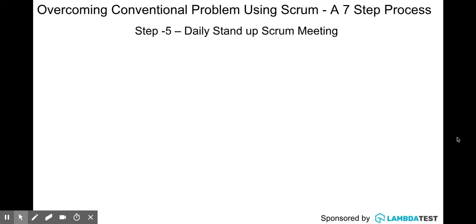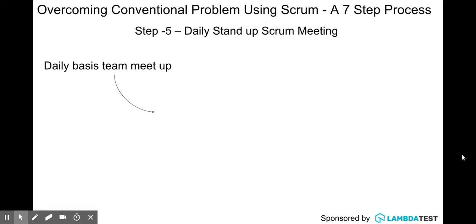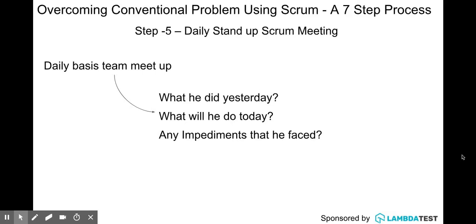Then let's move on to step five. Now, in this step, we will cover the daily stand-up or Scrum meeting. The meeting should always be on a daily basis, and it should be held at the start of the shift. If your team is working in different time zones, if it's on Indian time zone, it could be in the morning. If it's in some other time zone, it should be at the start of the shift. During these meetings, every person from the team should report on what he did yesterday, what he will do today, and any impediments that he faced. These kinds of questions should be answered.